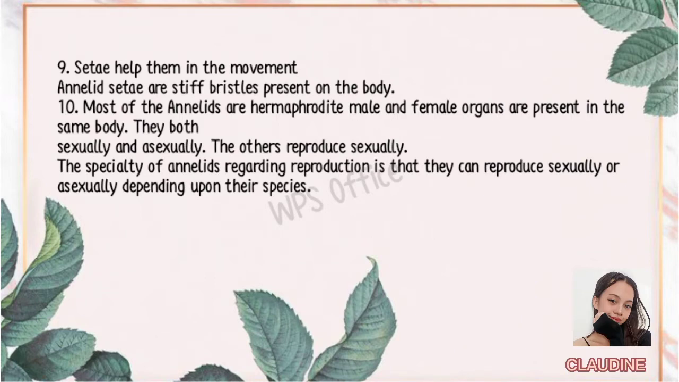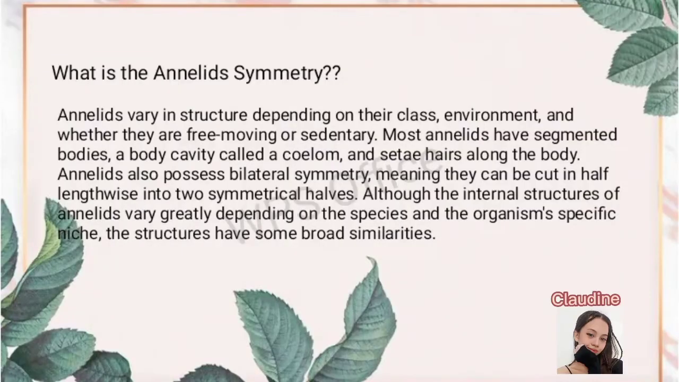Number 10, most of the annelids are hermaphrodites. Male and female organs are present in the same body. The others reproduce sexually. The specialty of annelids regarding reproduction is that they can reproduce sexually or asexually depending upon their species.